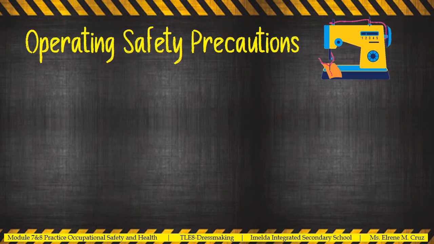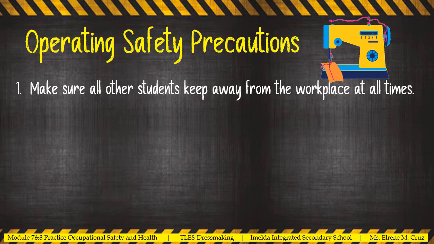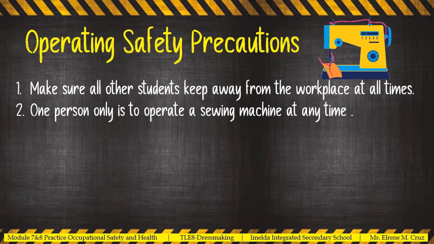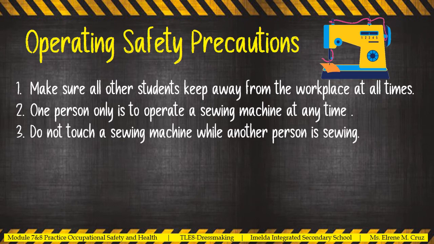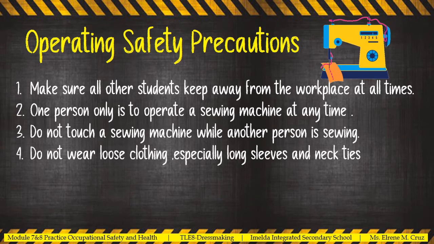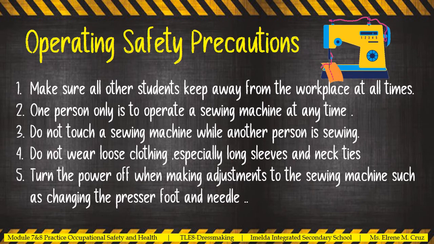Operating safety precautions. Number 1. Make sure all other students keep away from the workplace at all times. Number 2. One person only is to operate a sewing machine at any time. Number 3. Do not touch a sewing machine while another person is sewing. Number 4. Do not wear loose clothing, especially long sleeves and neckties. Number 5. Turn the power off when making adjustments to the sewing machine, such as changing the presser foot and needle.